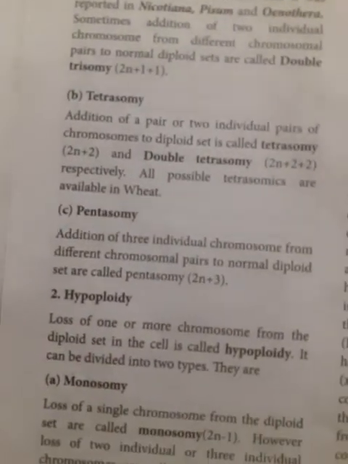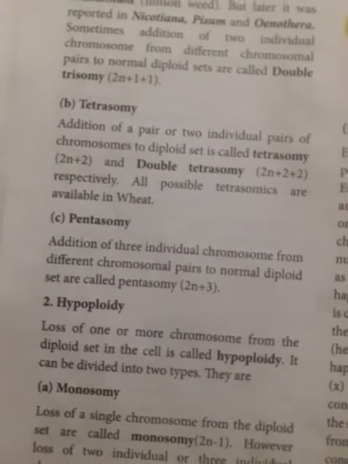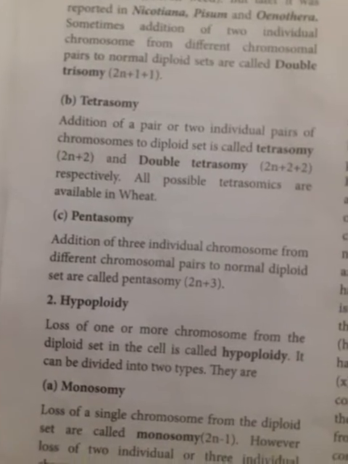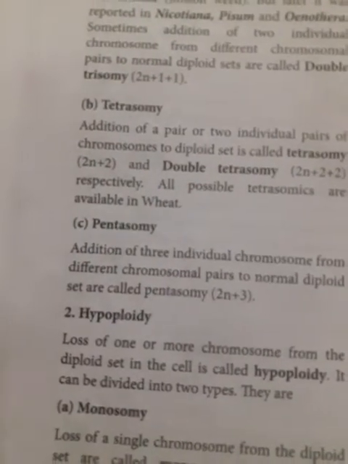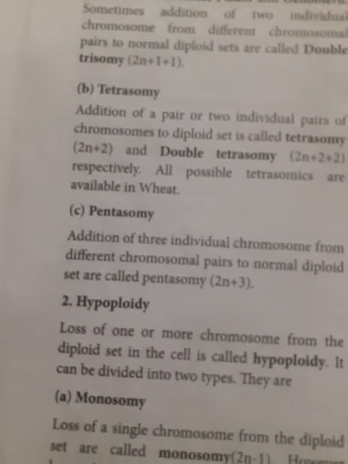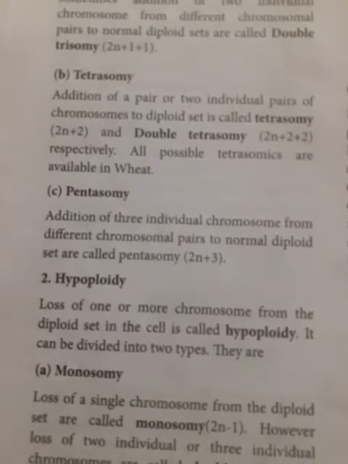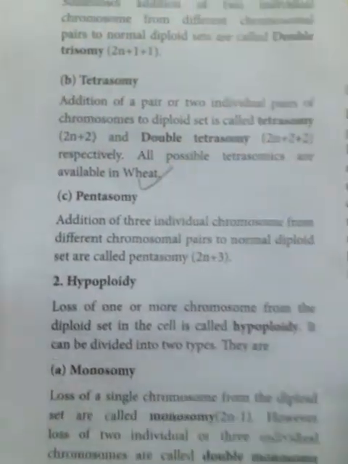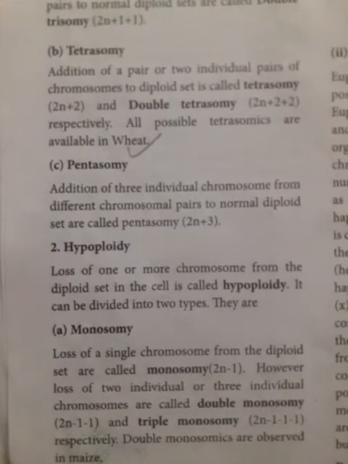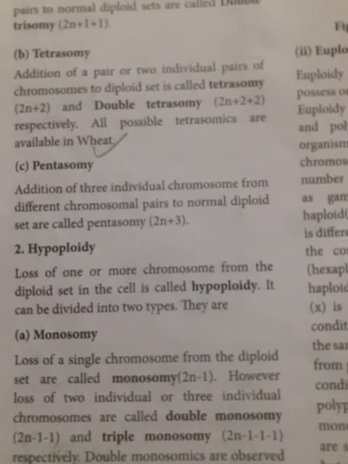Now tetrasomy, I told you, is 2n plus 2. Addition of a pair, or 2 pairs of chromosomes, to the diploid set is called tetrasomy or double tetrasomy. So simple tetrasomy is 2n plus 2, and double tetrasomy is 2n plus 2 plus 2. All possible tetrasomics are available in wheat. Now pentasomy, 2n plus 3, is addition of 3 individual chromosomes from different chromosomal pairs to the normal diploid set.